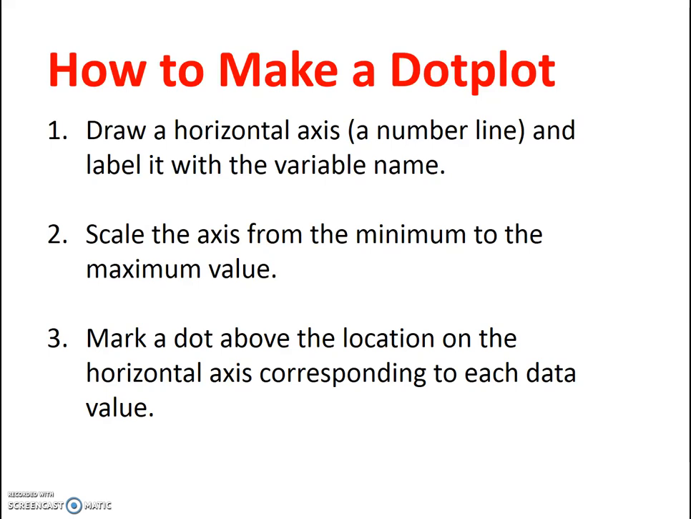Draw a horizontal axis. It's typically horizontal. You really won't typically see vertical. Label it with your variable name. You want to scale it from the minimum to the maximum value of your data set. And then mark a dot above a location according to each data value. If your data values aren't whole numbers, it's kind of up to you. Be as accurate as you can. If it's all in decimals, maybe that's how you should scale your number line.